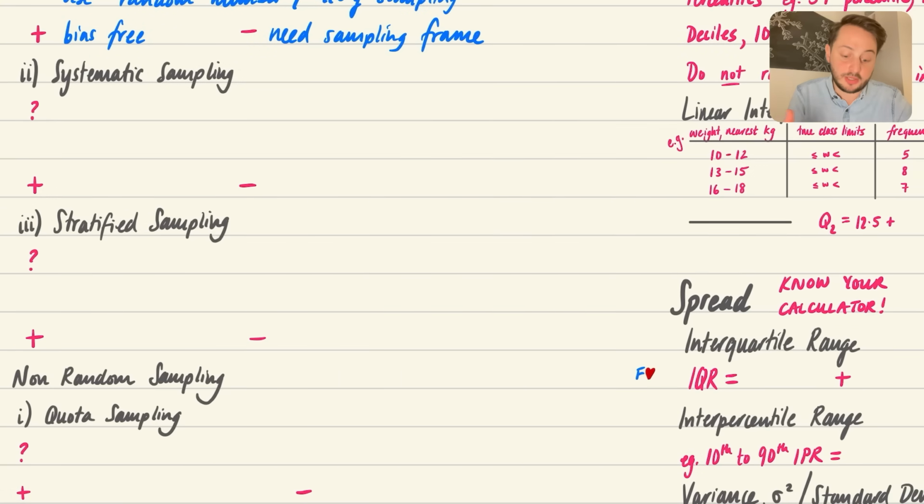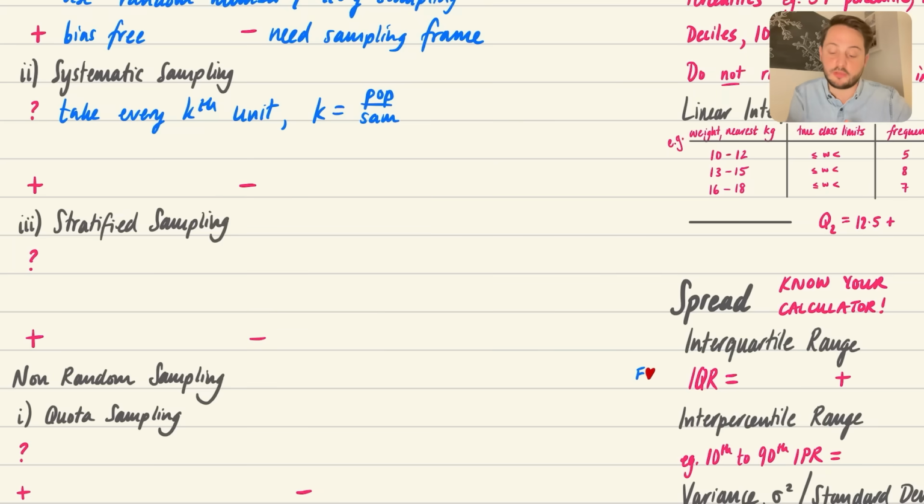Systematic sampling kind of sounds a bit like what it's talking about. It's following a particular system. So what you do for this is you would take every kth unit. So it might be every 3rd unit, every 100th unit. And k is going to be found by taking the size of the population and dividing it by the size of the sample that you're looking for. But what you also need to remember is that to get started, you need to pick a random number, and that random number needs to be between 1 and k. And that is for your starting point.